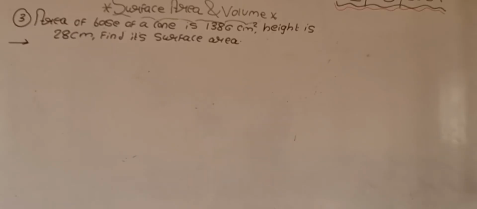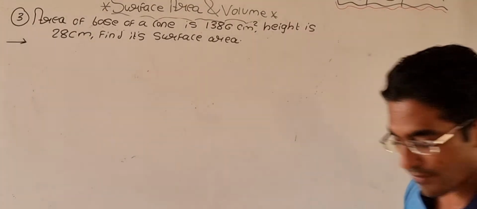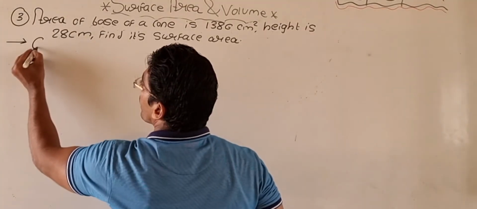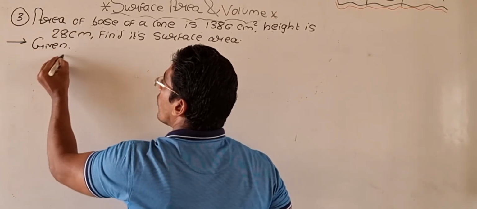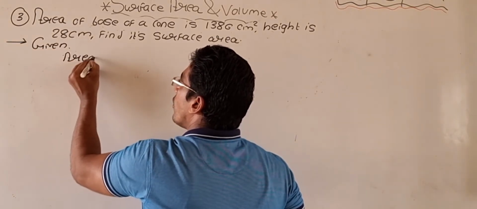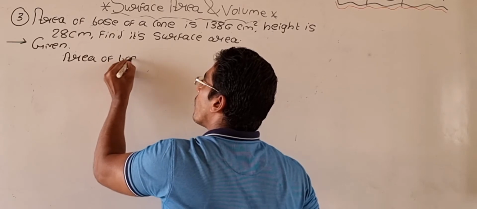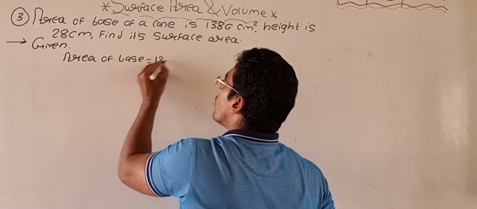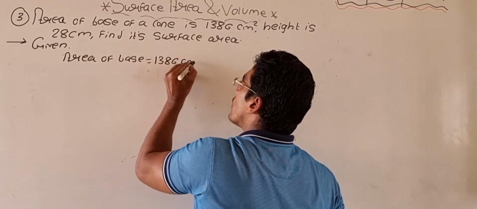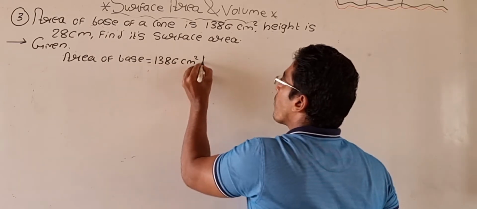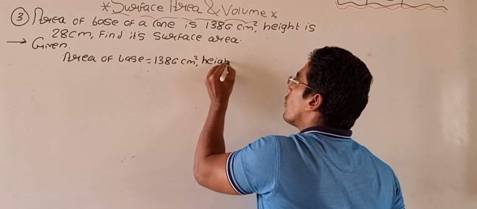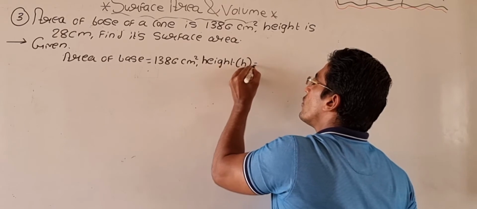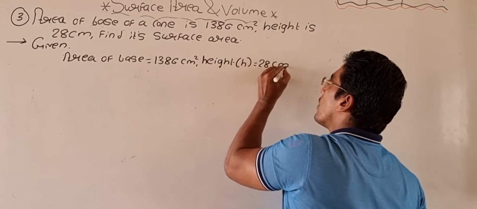Let's see the next sum. Now what is given to us? Area of the base of a cone is 1386 centimeter square. Height is 28 centimeter. Find its surface area. Given: area of base 1386 centimeter square. Height h is equal to 28 centimeter.